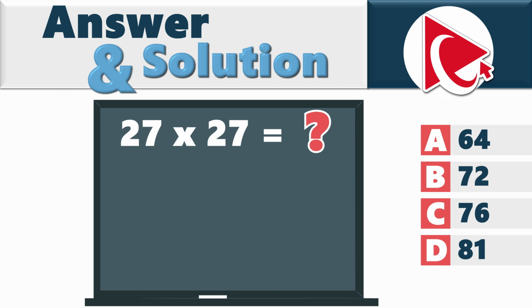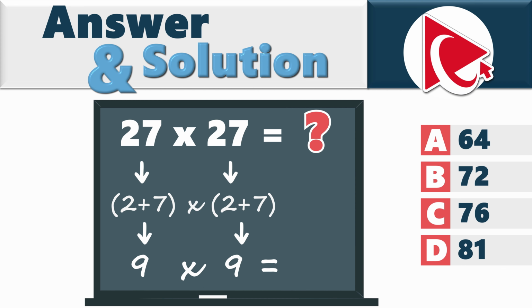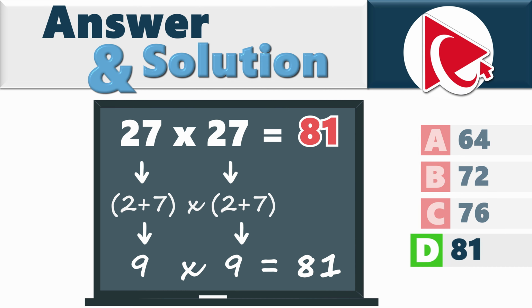So the missing number could be calculated as (2 plus 7) multiplied by (2 plus 7), which would be equal to 9 multiplied by 9, or 9 squared, and would be equal to 81. So the correct answer here is choice D, 81.